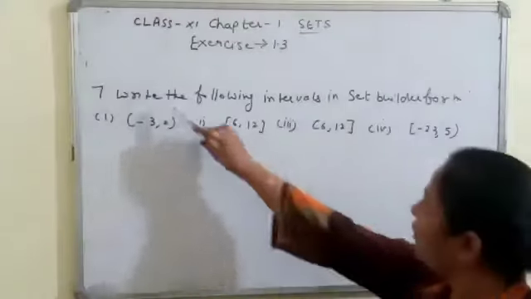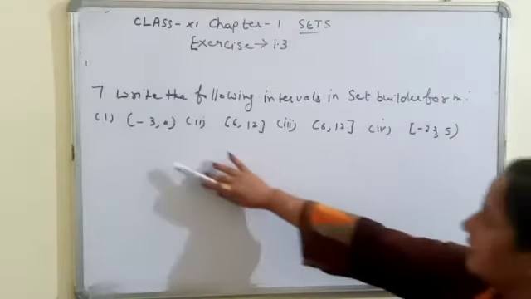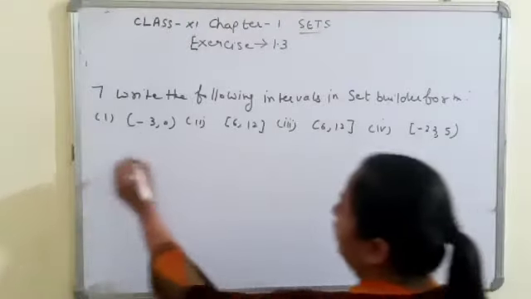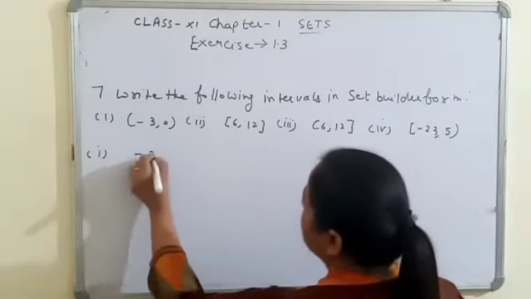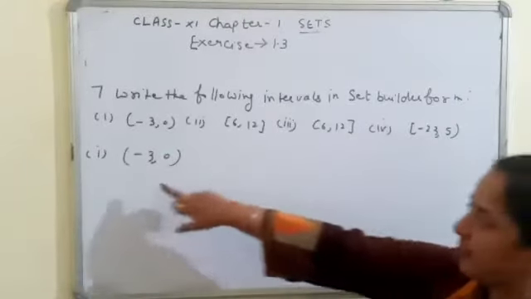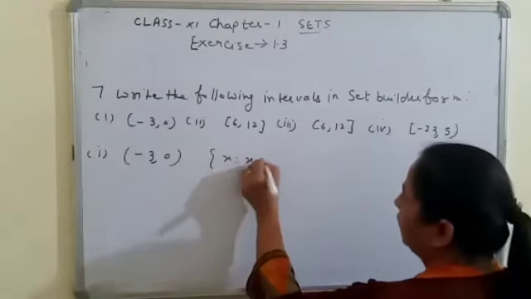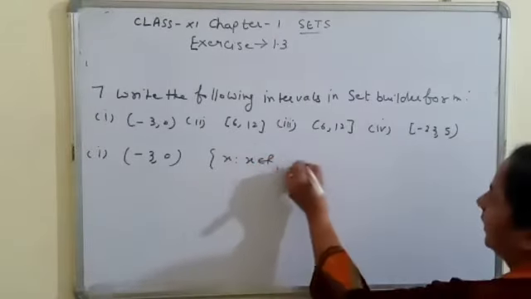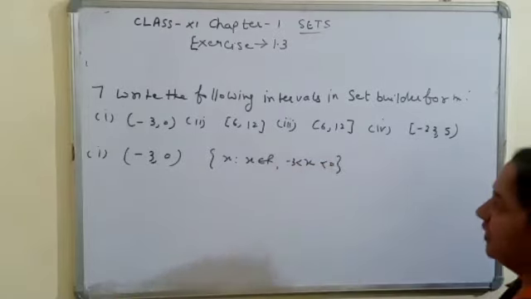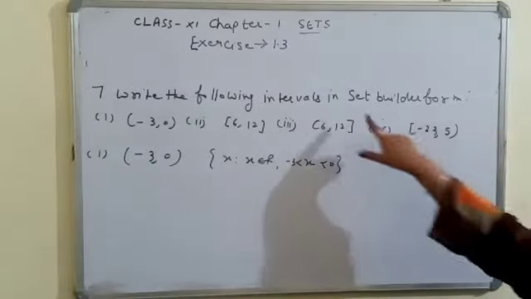Question 7 is, write the following intervals in the set builder form. Now we have to write these sets in the set builder form. In question 6 we have already discussed the set builder form. First one is -3 and 0. You can see this is an open interval. So we can write x where x belongs to R and x is greater than -3 and less than 0. This is the way in which we will write the set in the set builder form.